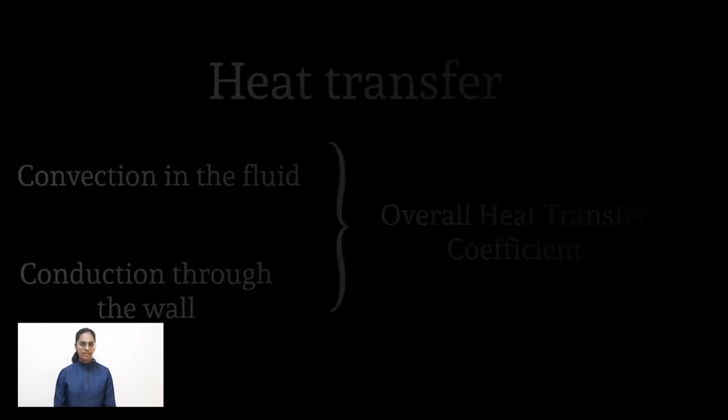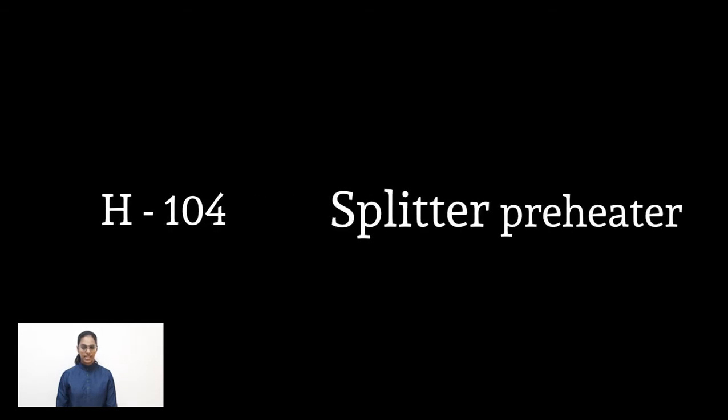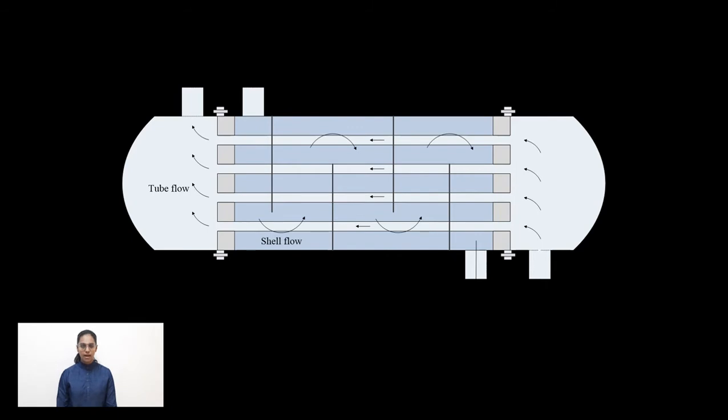In our plant design, there are totally 6 heat exchangers and we were assigned with H104. H104 is named as splitter preheater and it is considered as steam condenser as the condensation process occurs in the shell. The liquid mixture that consists of propane, propylene and hydrogen is passed through the tube at 30 bar and 25 degrees Celsius, whereas steam passes through the shell at 3 bar and its saturation temperature of 133.52 degrees Celsius.